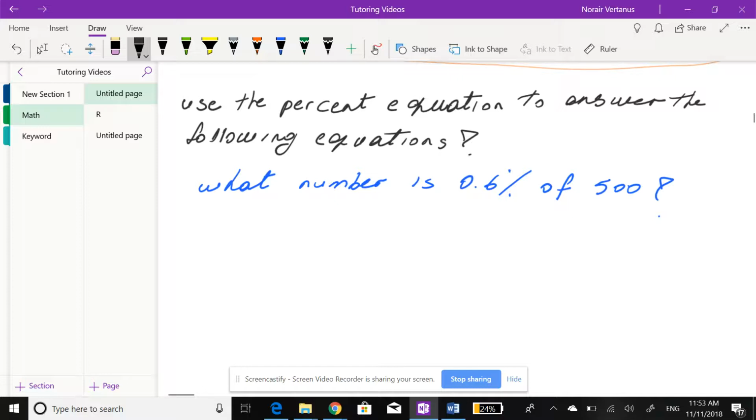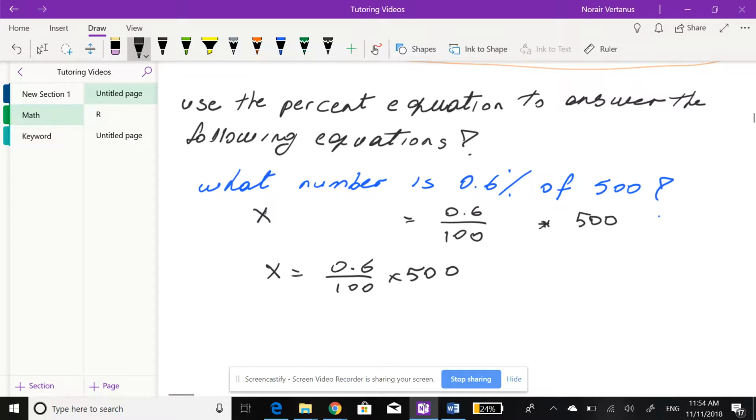What number? So we did this before. Again, it's not new. What is the unknown? It's a number. What number is equal sign 0.6%, 0.6 over 100, because it's percent, of is multiplication, 500. So see, it's a simple equation. So x is equal to 0.6 over 100 times 500.